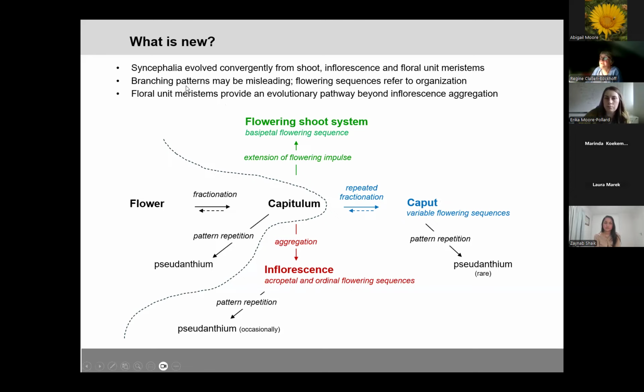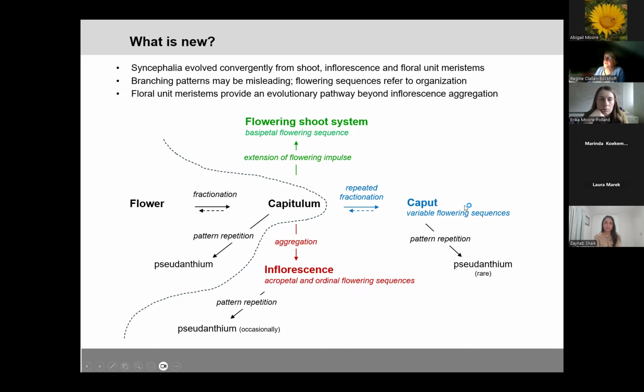We have also seen that the branching pattern alone may be misleading. Remember the pattern in Gundelia. We have two panicle-like structures, but the one is an inflorescence and the other one is a flowering shoot system. But flowering sequences and initiation sequences refer to organization, and they can be used to identify inflorescences within the flowering shoot system.